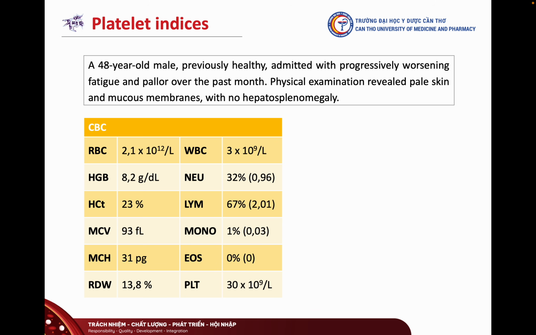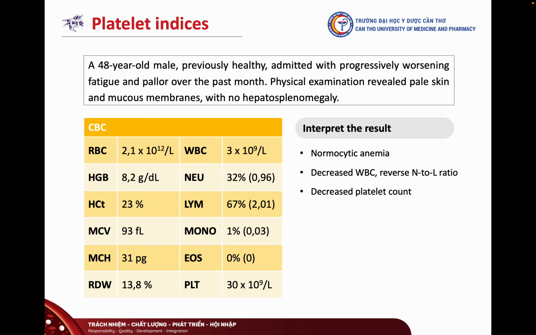Now let's take a look at the CBC result. What did we find? Hemoglobin is 8.2 grams per deciliter, confirming anemia with normocytic and normochromic indices. And his white blood count is 3. It confirms leukopenia. And his platelet count is 30. It's also confirmed thrombocytopenia. So in this case, that is all 3 cell lines, red, white, and platelets reduced.